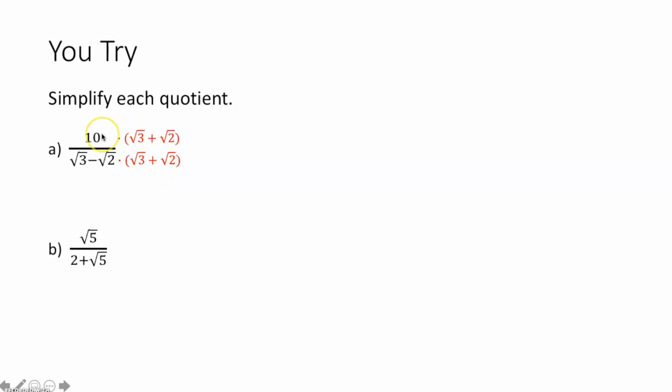Here, we distribute in our numerator. We multiply the 10 times the rad 3, you get 10 rad 3. Multiply the 10 times the rad 2, you get 10 rad 2. In the denominator, you're going to FOIL. So we multiply rad 3 times rad 3, you get rad 9. Multiply rad 3 times rad 2, you get rad 6. Multiply negative rad 2 times rad 3, you get negative rad 6. And then multiply negative rad 2 times rad 2, you get negative rad 4.